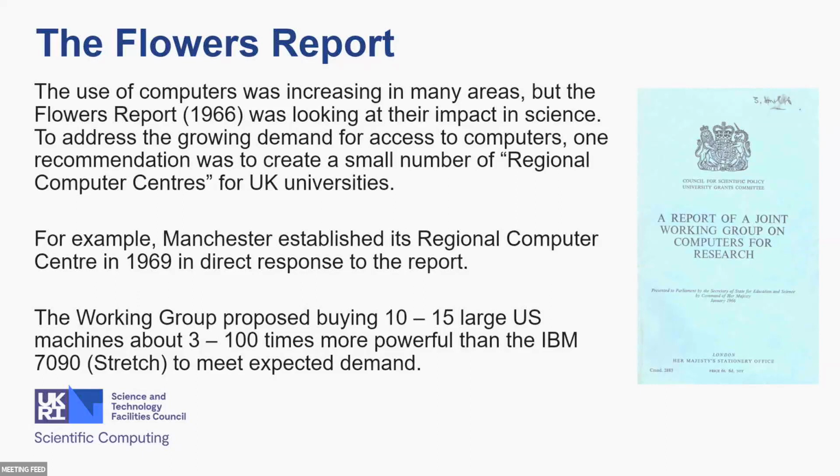And they were suggesting that we start buying larger machines, 10 to 15 larger US machines, and about 100 times more powerful than the IBM of the day, which was also codenamed as Stretch, to meet the expected demand. You've got a combination of more people going to university, more people interested in computational work, and you're going to try and have the universities be able to help satisfy this demand.